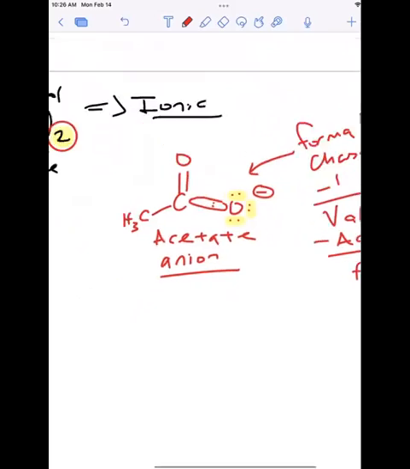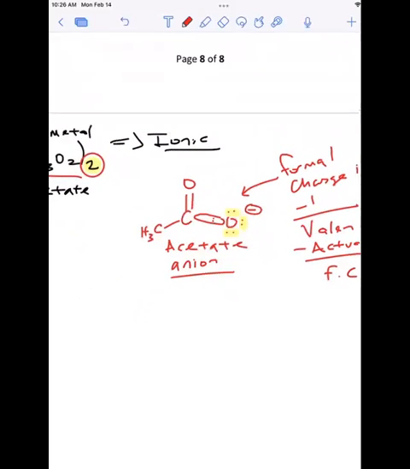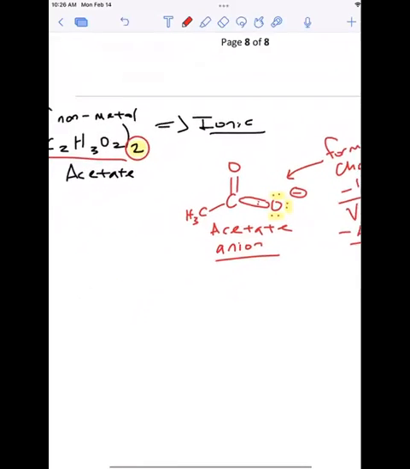Okay. All right, we're going to talk a lot more about formal charge. I just like to touch on things when they're here, to keep them fresh in your mind. So when we actually start studying it, it's like second nature at that point. All right, so this is the acetate anion.